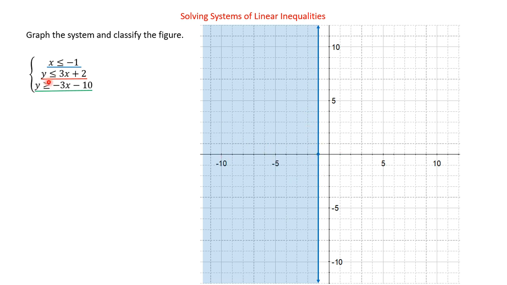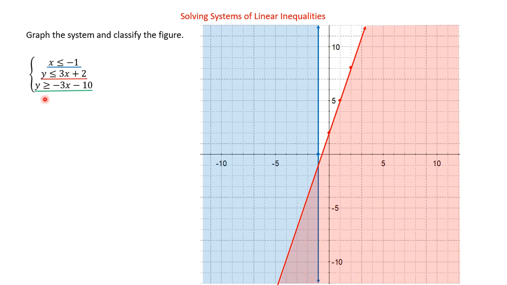And then the next one, y is less than or equal to 3x plus 2. So we start out at plus 2, and then up 3 over 1, up 3 over 1, make the line, and then shade. So we could plug in 0, 0. Is 0 less than 2? Yes, 0 is less than 2, so we'd shade that side. And so far we have this area.